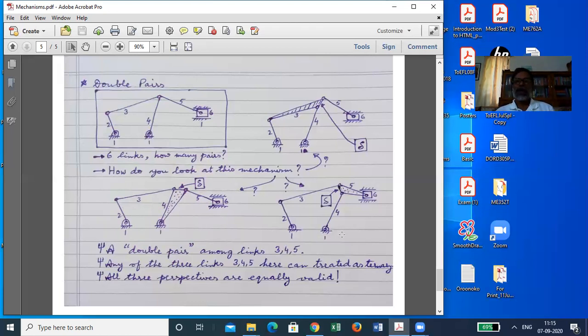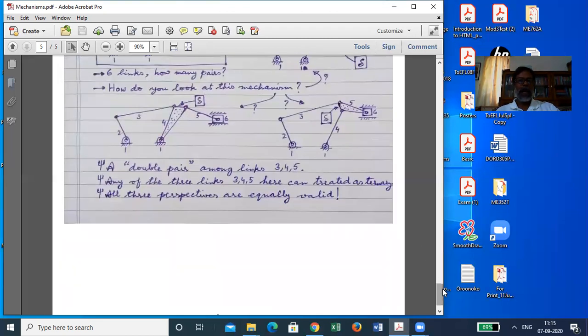So I think I'll stop at this point and continue a thorough, in-depth discussion on these freedoms and their dependence on the number of links, pairs, and their arrangements, and so on in the next lecture.